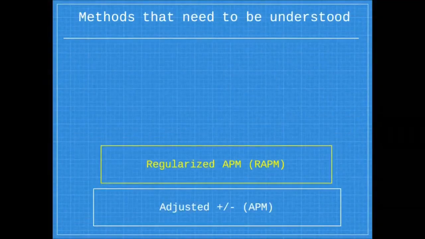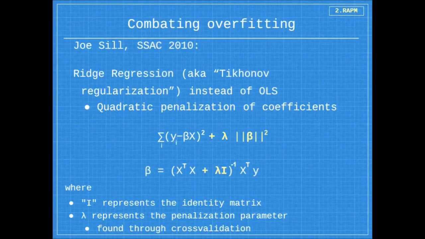Okay, going further. Important to know about the last method is basically we're using dummy variables in the regression, but the problem that we had with the ordinary least squares method was overfitting. Now we're going to do regularized adjusted plus minus, which Joe Sill came up with at the Sloan Sports Analytics Conference in 2010. Instead of using ordinary least squares regression, we use ridge regression, and we're introducing a quadratic penalization of the coefficients.